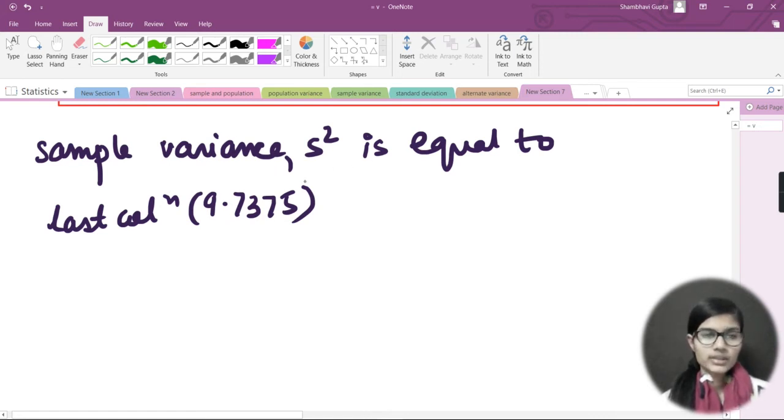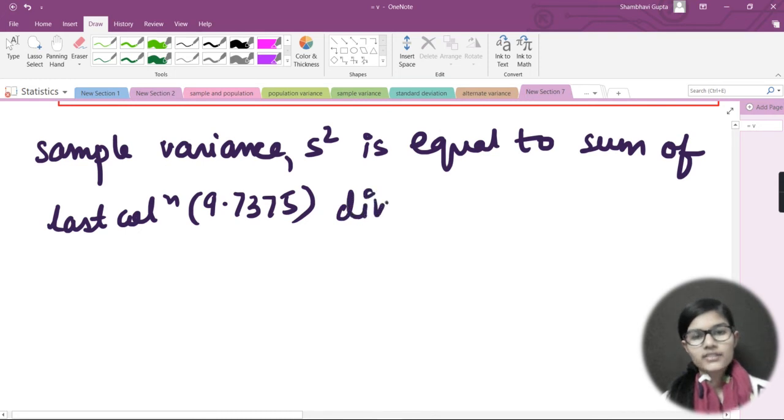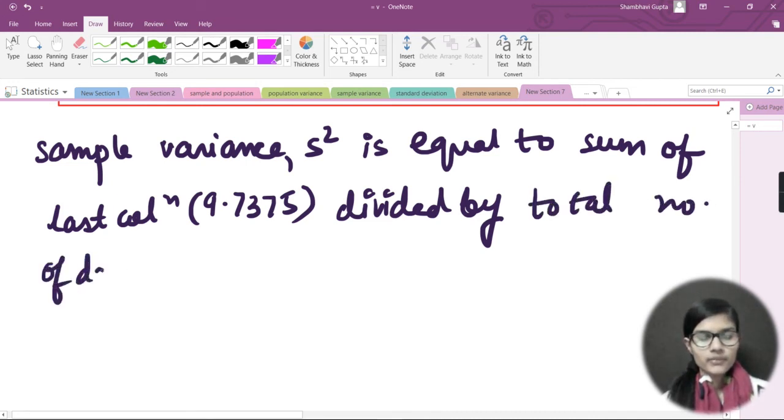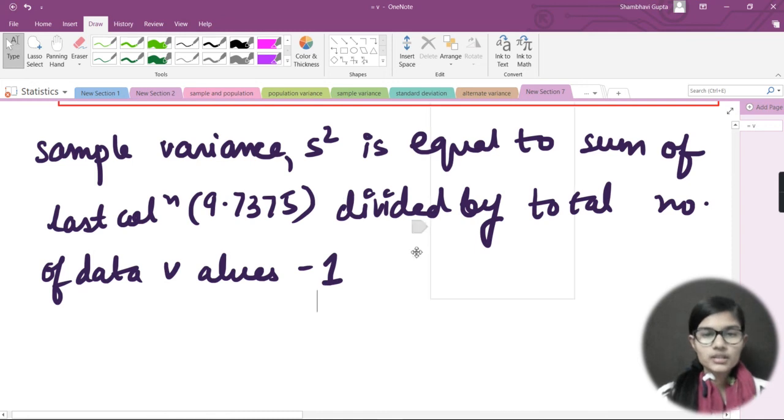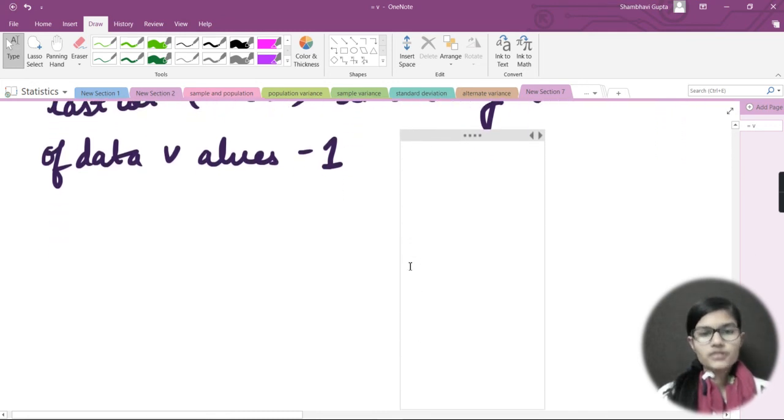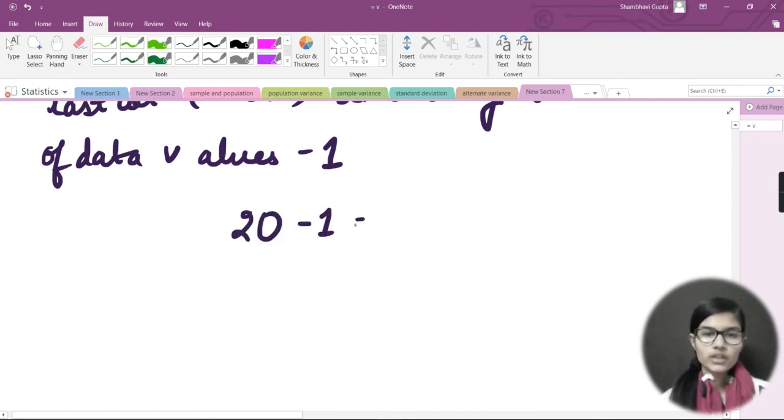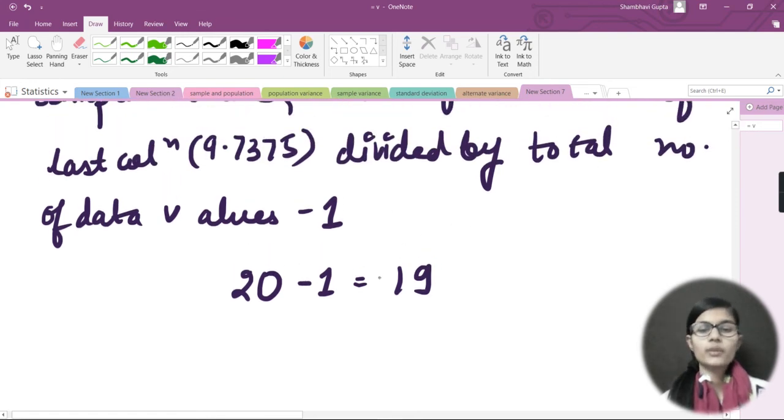So sample variance S square is equal to the sum of the last column, divided by the total number of data values minus 1. Now what do I mean by this term, total number of data values minus 1? For the example we are taking, I have total values as 20. When I do minus 1, I get 19. So I would be dividing that 9.7375 by 19.